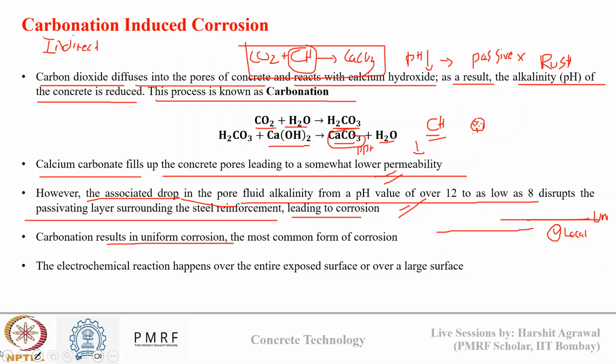So you can see here in the last point I have written, the electrochemical reaction happens over the entire exposed surface or over a large area in case of uniform corrosion. And carbonation corrosion can be detected at very early stages because cracks will visibly appear on the surface at the initial stages of corrosion.